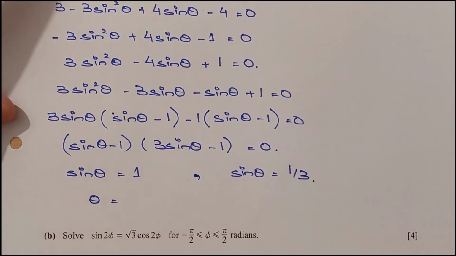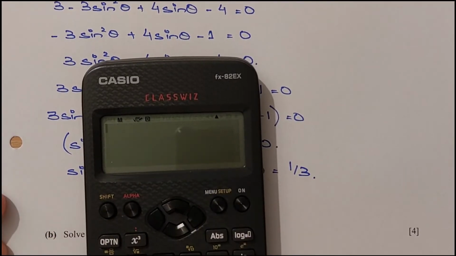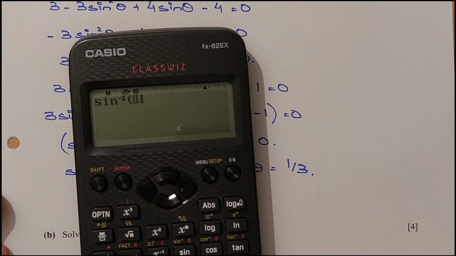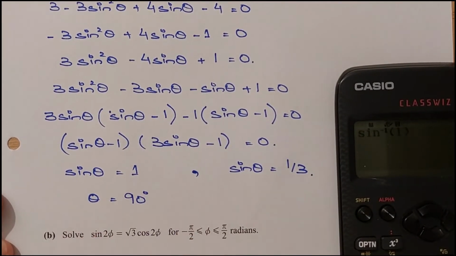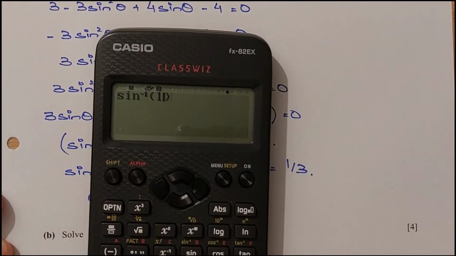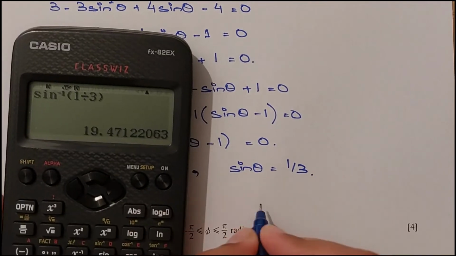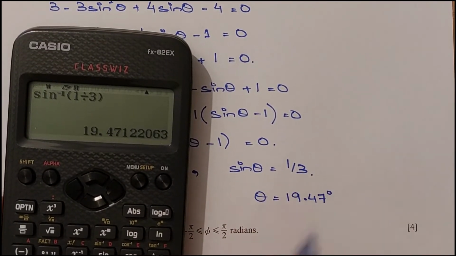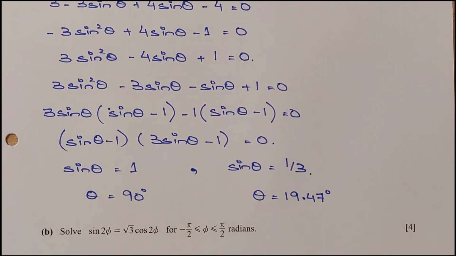Right, let me solve for theta first. So what is theta? Sine inverse of 1. This is in degrees. My calculator is already in degrees, right? Sine inverse of 1 is 90 degrees, and sine inverse of 1 by 3 is 19.47. Theta equals 19.47 degrees.